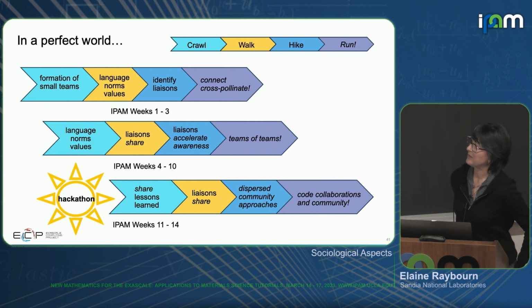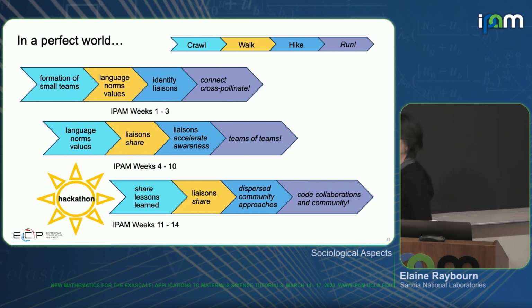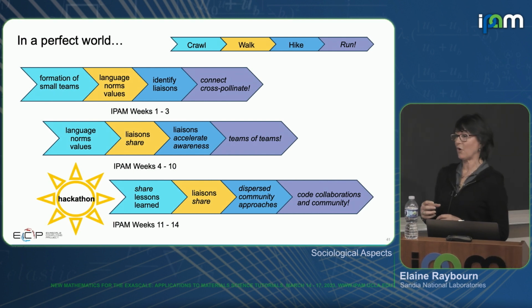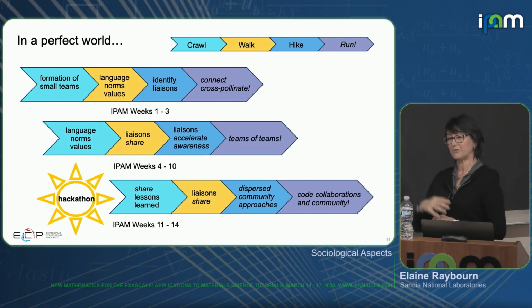So in this idea of crawl, walk, hike, run, if you think about the different weeks that you have at IPAM, and if you think about how you'll be forming your teams and thinking about the language and the norms, your different values that you bring to the table, I really encourage you to identify liaisons. These are people within your teams that could also work with and meet with other teams so that you can cross-pollinate and connect with others.